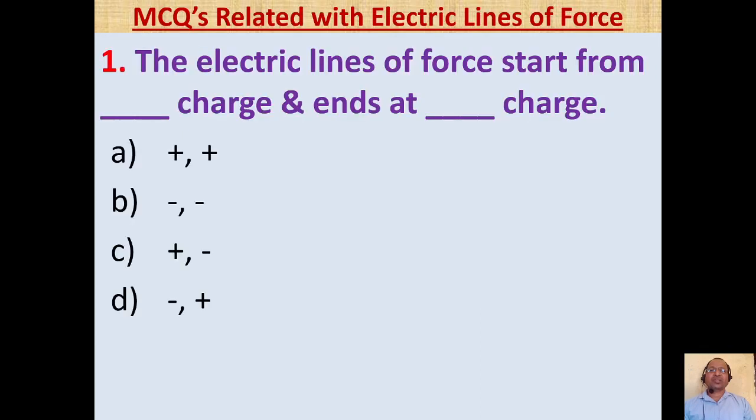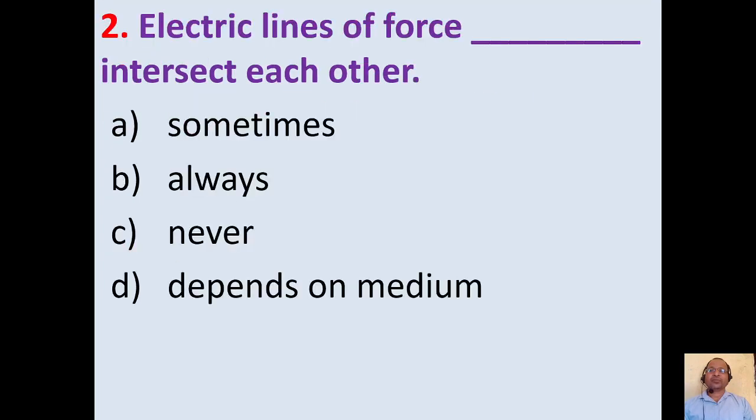Let us have certain MCQs related with these electric lines of force. So the first one, the electric lines of force starts from dash dash charge and ends at negative charge. So as from the property of electric lines of force, we have seen that electric lines of force always starts from positive charge and ends at negative charge. So option C, positive negative, is correct here. Electric lines of force dash dash intersect each other. We have seen the direction of electric field to be found out, then we draw a tangent at that point. So every electric lines of force has different direction at different points here. So electric lines of force never intersect each other.